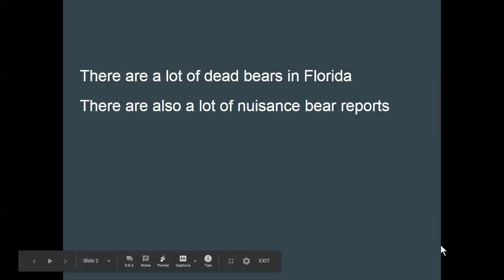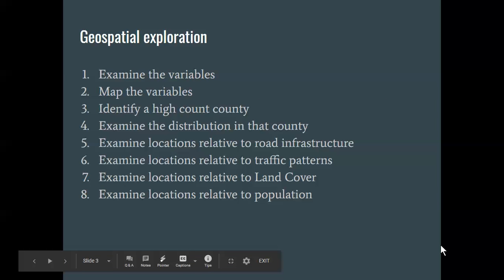So what we're going to do next is we're going to look at some variables. We're going to map the variables, obviously. We're going to identify where the high count counties are. That is, what are the counties that have a whole lot of bear mortality and a whole lot of bear nuisance reports. Then we're going to look at a single county. Each of you is going to pick one of these high count counties, and you're going to look at the distribution of those two phenomena within the county relative to roads, relative to traffic patterns, and we'll get to that, land cover, and then human population. So that's what we want to understand, is are there relationships between these? And in some respects we're going to do it visually, in other respects we're going to do it quantitatively.